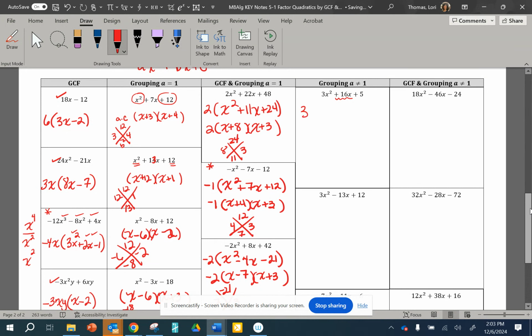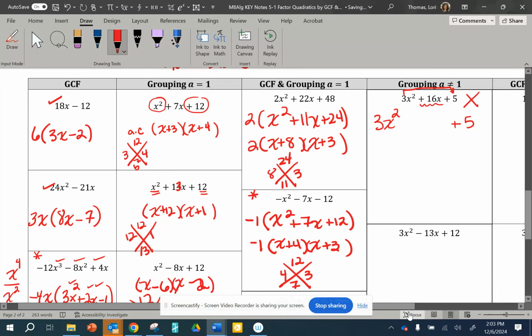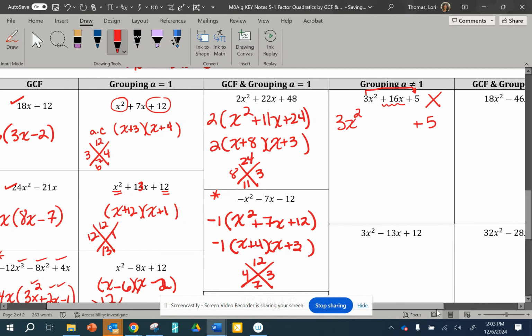So I'm going to get set up and write down my quadratic term and my constant. So I'm going to need 4 terms to do grouping. I'm going to use my graphic organizer, and it is A times C. Zoom in just a little bit. So A times C is 15, and the sum is 16.